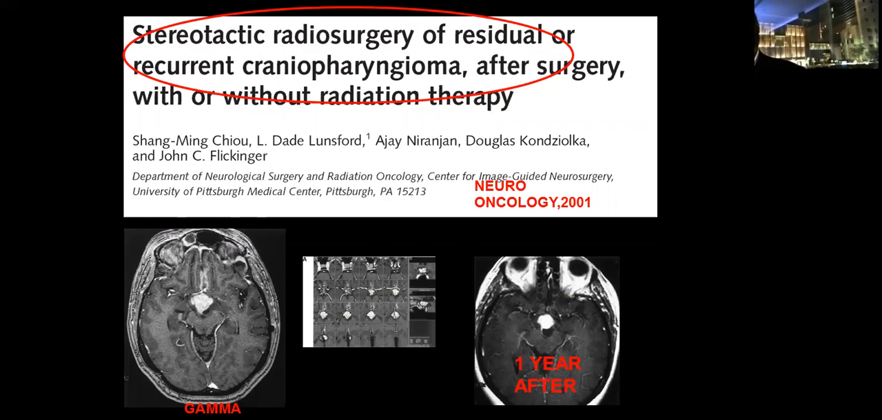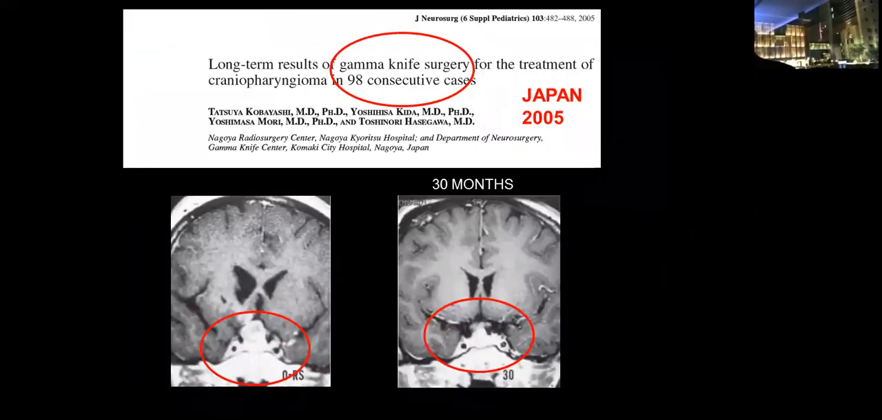And these are papers about, look at this, you shouldn't give this dose to the optic apparatus. And look at the result after 1 year. It's just the same. And they speak about tumor control. What a nonsense. Gamma knife treatment. Look at this. What a result. After 30 months. And so on and so forth.